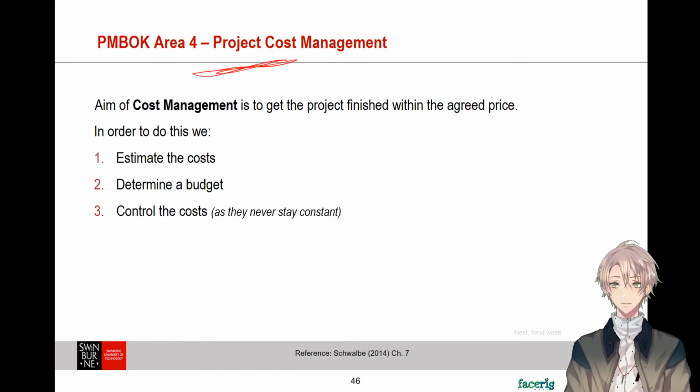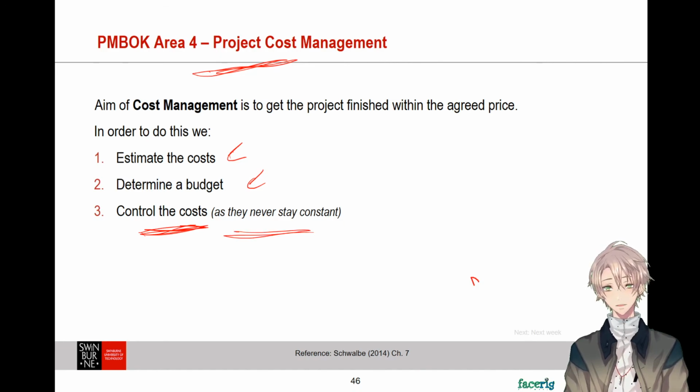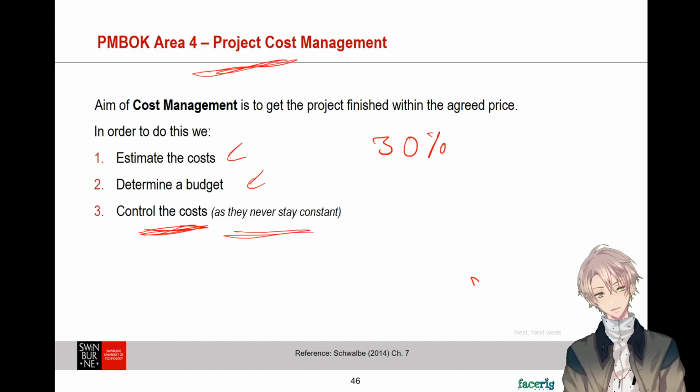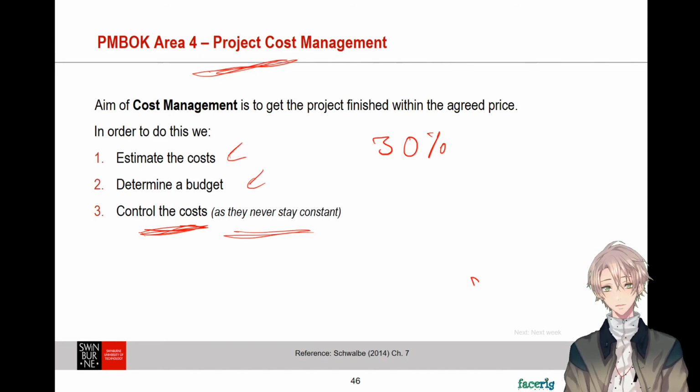The aim of cost management is to get the project finished within the agreed price. So you need to estimate the cost, determine the budget, and control the cost because it never stays constant, is what they say. Okay? You can use the 30% markup as I told you previously. It also works with cost management. But the risk associated with buffering your cost estimation is a lot more because you have competitors that may get the contract if they are cheaper than you.